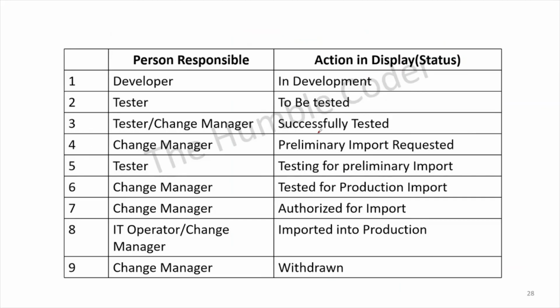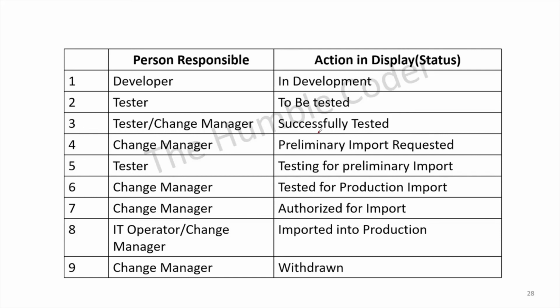So we have this table which describes different persons responsible for different actions in display. The developer will set the status to in development, the tester will be setting the status to to be tested, the tester will perform the work when the status is to be tested, and then the tester or change manager collectively will perform the task when the status is successfully tested.